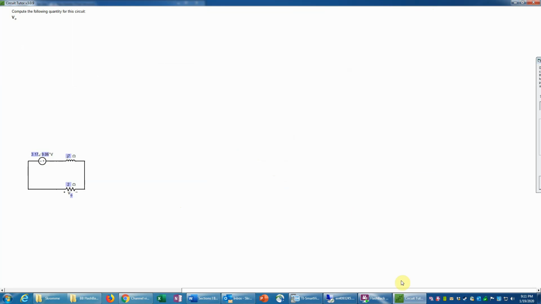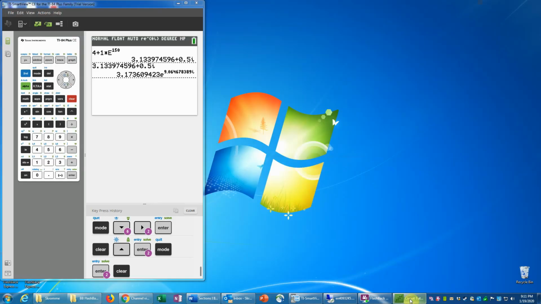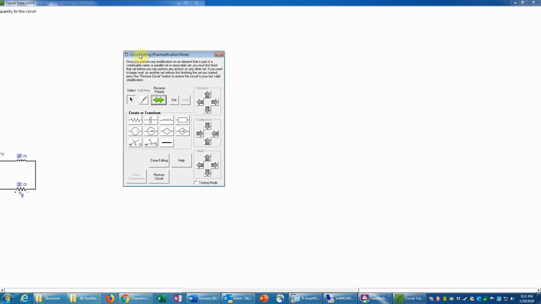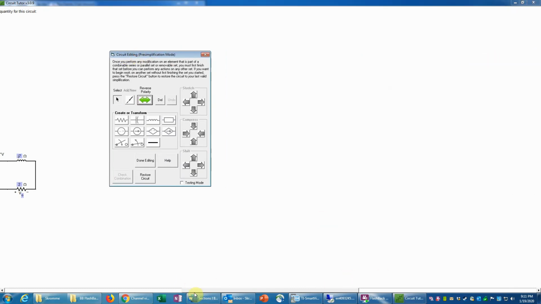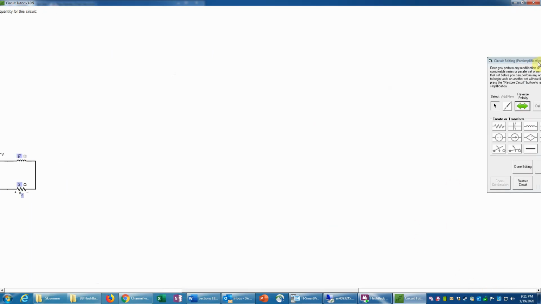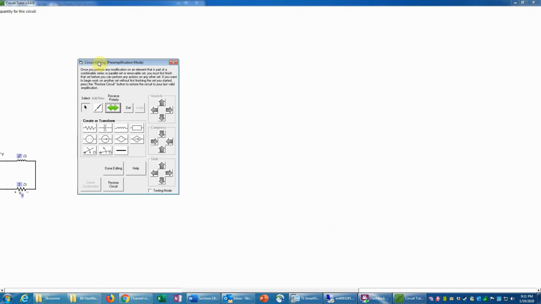So now, let's see. Oh, the dialog box got moved over there. That was not full screen. Let's see here. I have to scroll over and get that. Well, it doesn't want to come back where it's supposed to be. Okay, so I'm done editing, so I'll click that.